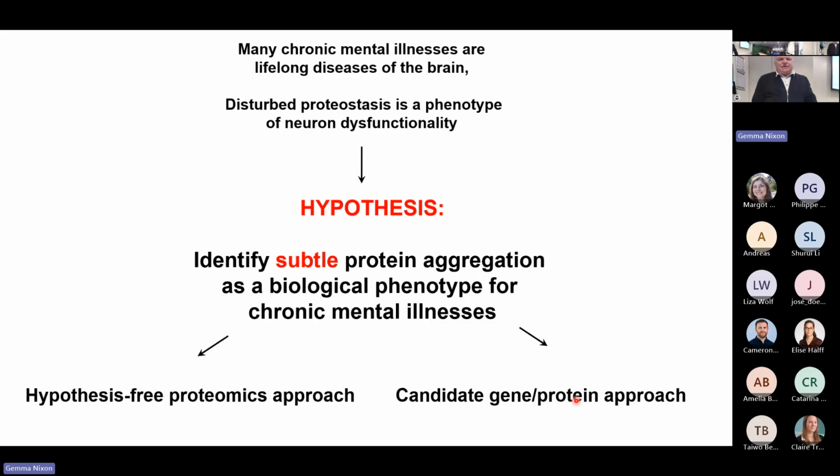Our hypothesis, based on what I've just told you, was now that many chronic mental illnesses are lifelong diseases of the brain and have disturbed proteostasis. And so let's identify subtle protein aggregation also in these mental illnesses and use them as a biological phenotype. And we can, of course, do a hypothesis-free proteomics approach, and we can do a candidate approach.